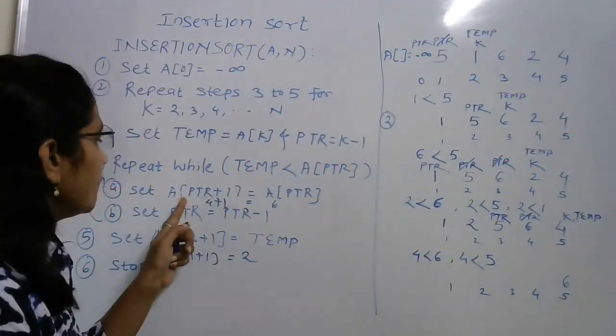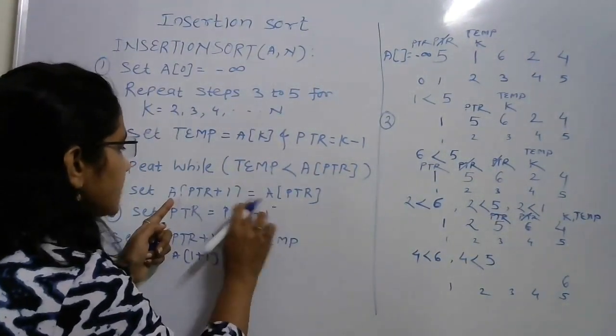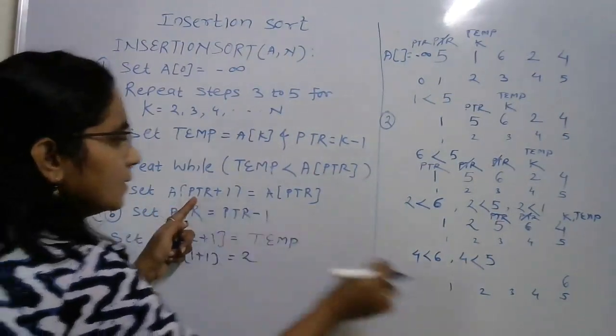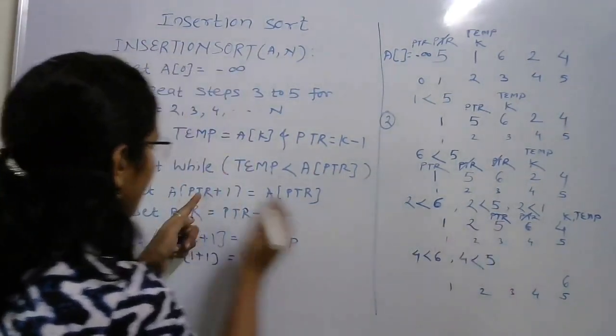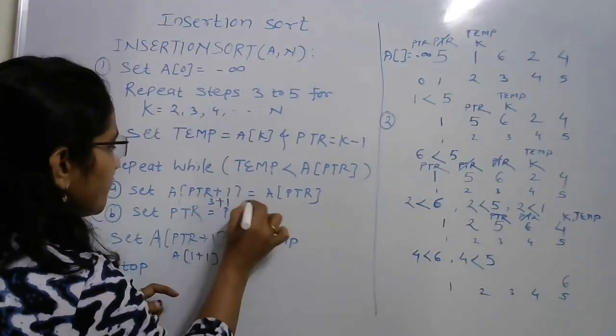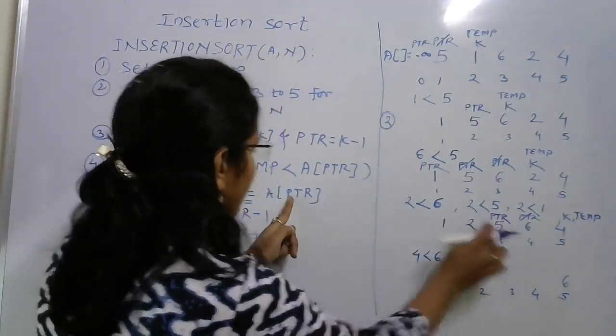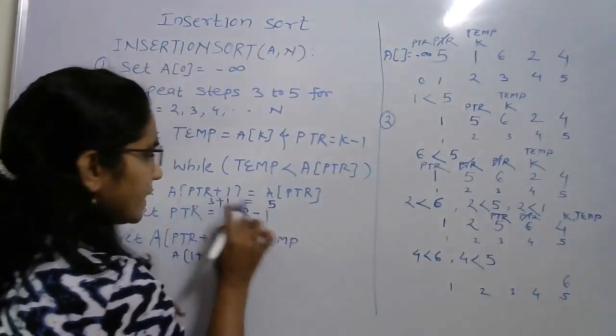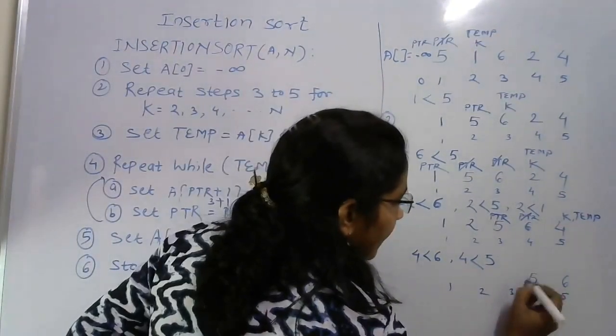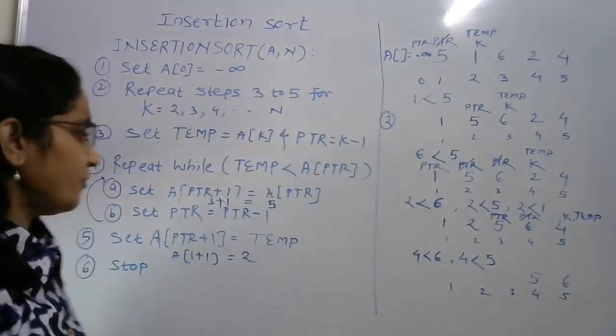Again it enters into the loop. Now here the values are A of PTR plus 1. The value of PTR is 3 now. So 3 plus 1 means 4. A of 4 is equal to A of PTR. The value at PTR is 5 here. So A of 4 is equal to 5. So I write here A of 4 is equal to 5.